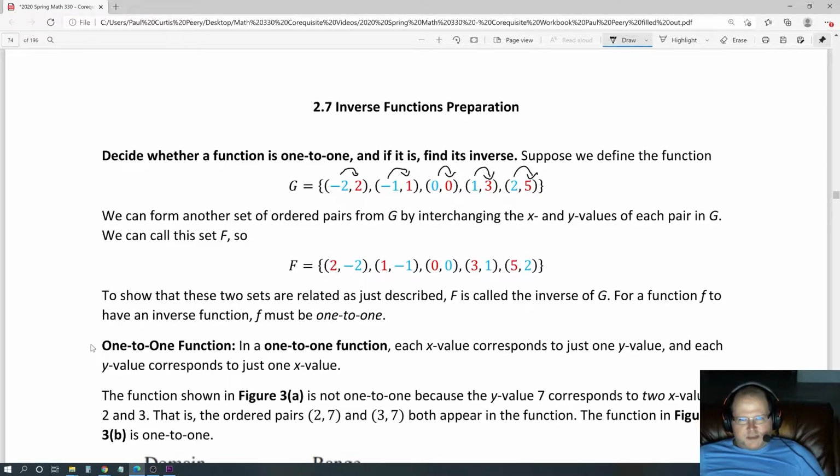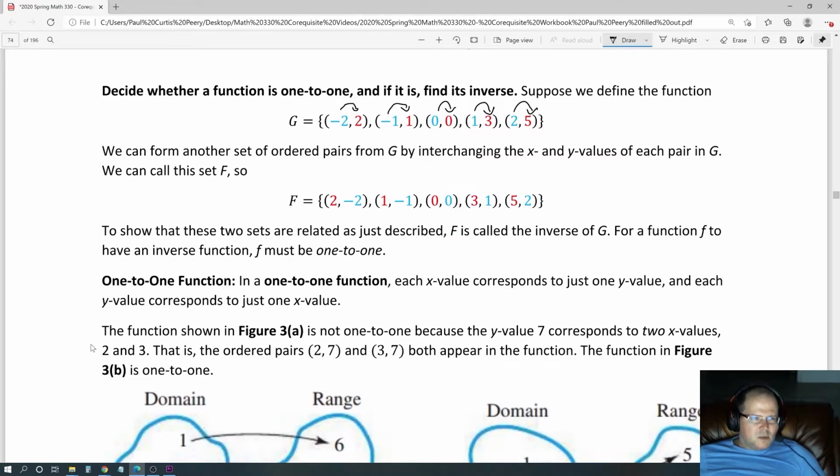But they're asking for a specific type of function that is a one-to-one. Find its inverse. So we can form another set of ordered pairs from G by interchanging the x and y values of each pair in G. We can call this set F. So the set F is, we got 2 to negative 2, 1 to -1, 0 to 0, 3 to 1, and 5 to 2. So basically the function works both ways is kind of another way of thinking about it. So for every x value there is one and only one y value. For every y value there is one and only one x value. So it goes both ways.